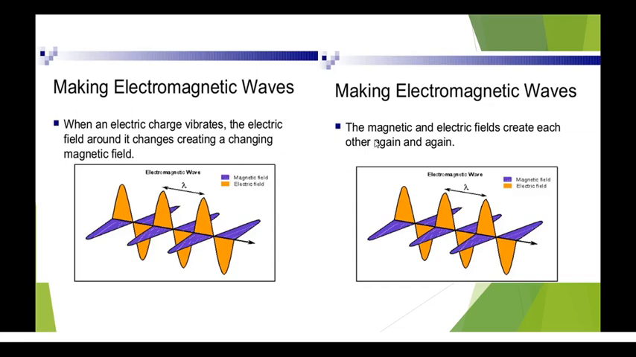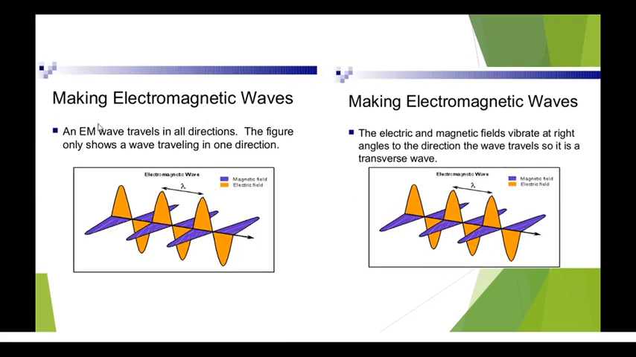Also, a change in the magnetic field creates an electric field. Del cross E is equal to minus ∂B/∂t, isn't it? So the varying magnetic field creates an electric field. In that way, both the electric field and magnetic field create each other again and again. And this variation propagates as an electromagnetic wave in all directions.